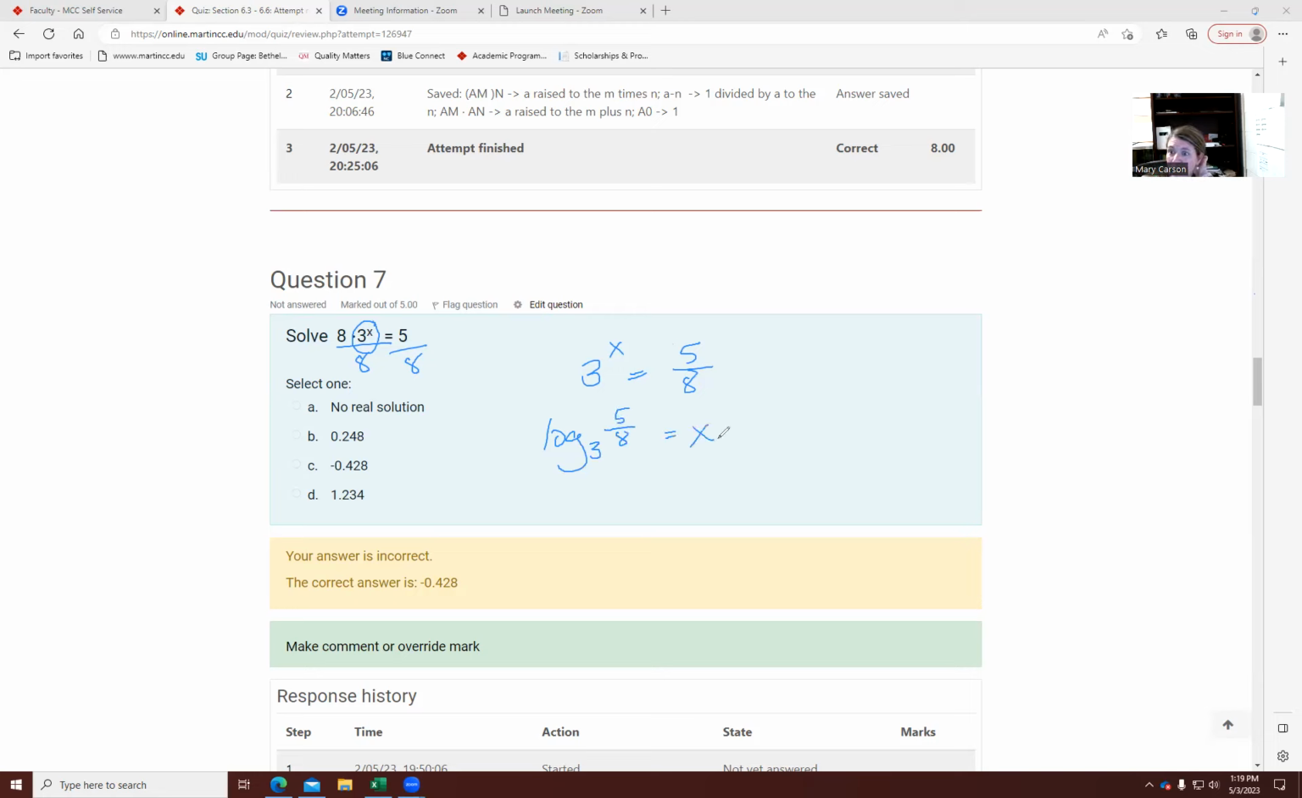And now this one is one that you could just plug in the calculator with the change of base formula. So you would do log of 5/8 divided by log of 3, or some of the newer calculators can actually just enter that in. And when you do that, you would end up getting this. And you can have a negative for the exponential, just not the logarithm.